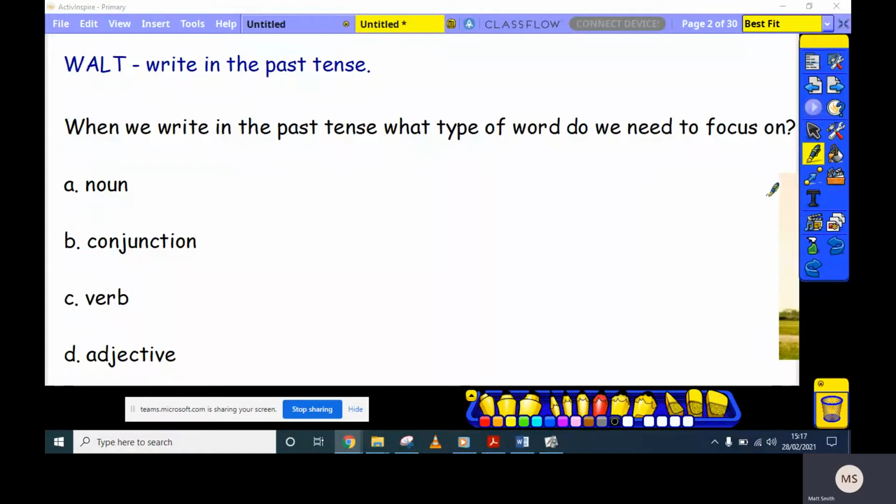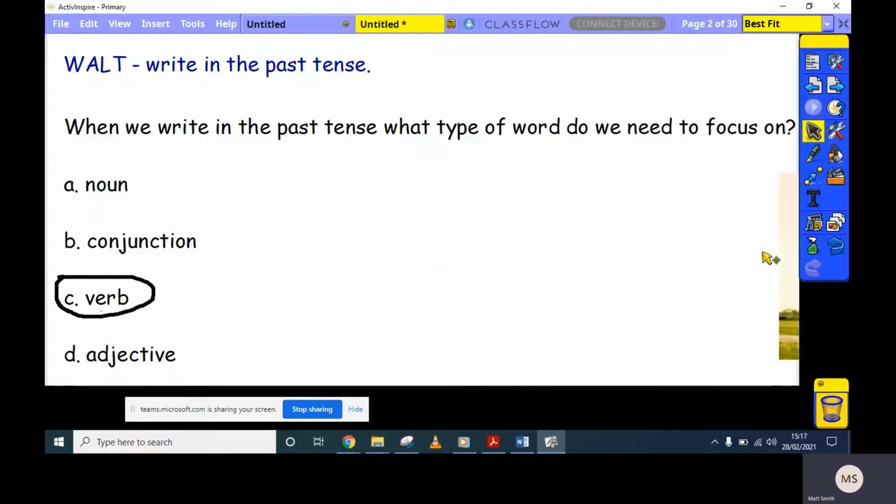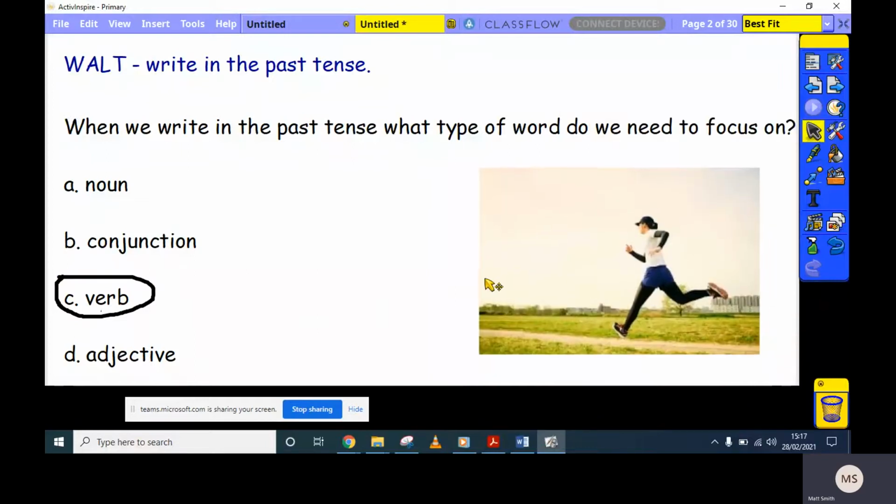The correct answer was the verb. Well done. I hope you got that right. Whenever we're talking about tenses and when we do our writing, it's always the verb that we need to change, and that tells us or informs us whether our writing's in the past tense or the present tense. Okay, so let's just quickly recap these verbs then.